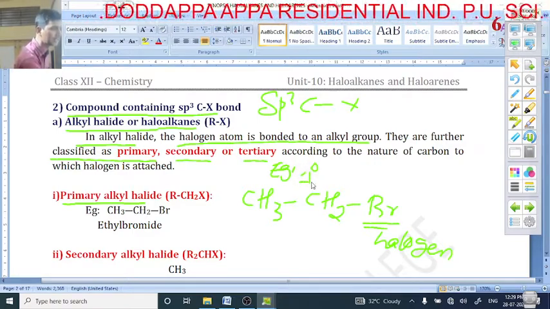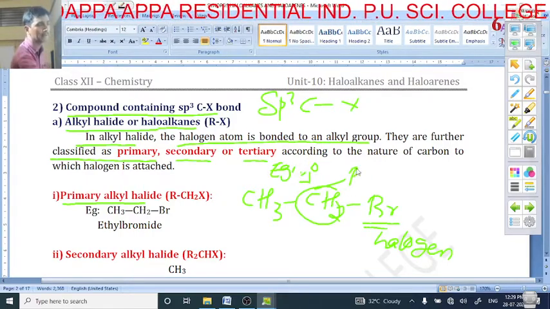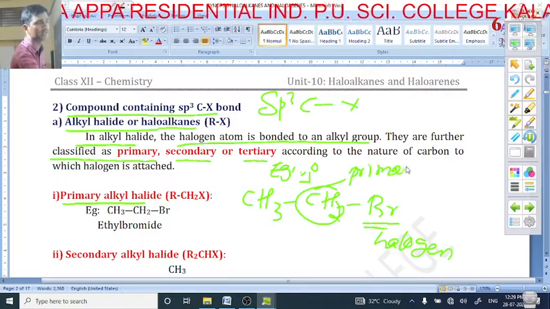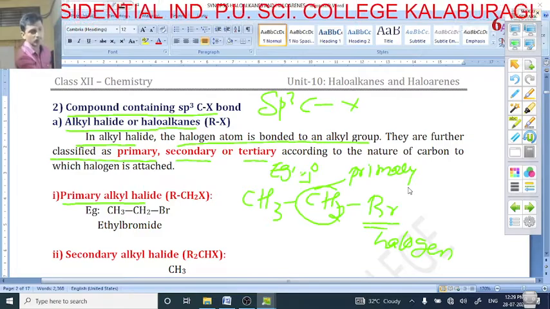This halogen is attached to what? Primary carbon. This is called nothing but a primary carbon. The halogen is attached to what? Primary carbon. So it is called what? Primary alkyl halide. So why is it called primary alkyl halide?